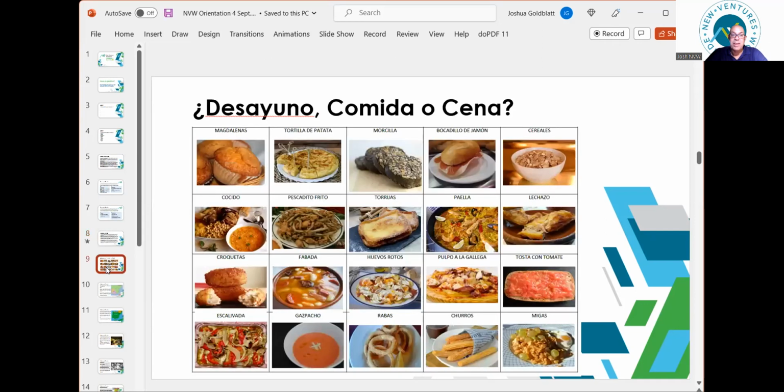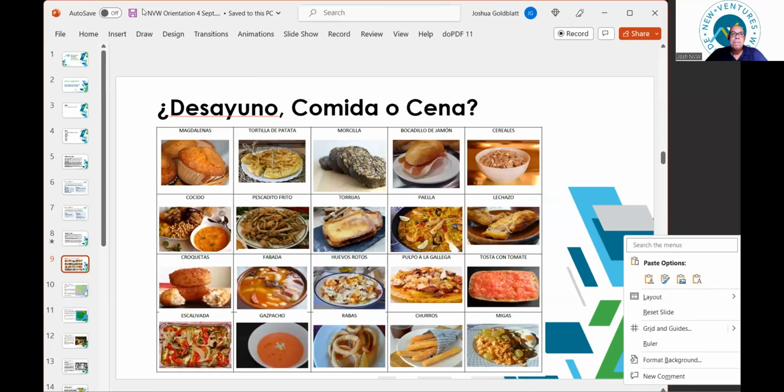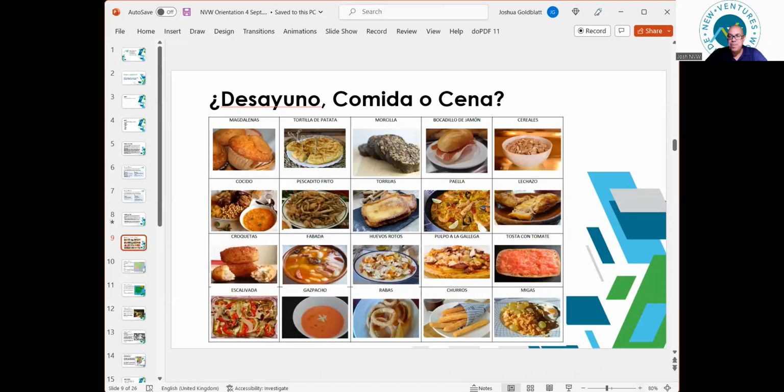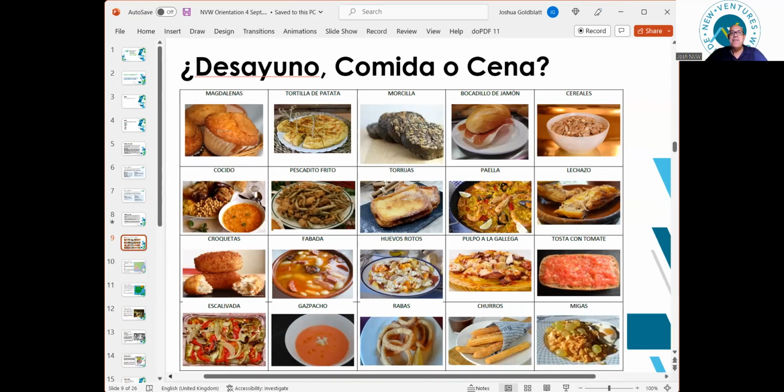But let's have a look. There we go. Here's some typical Spanish food. Can you see them? See if we make them a little bit bigger. What do you think about these then? There's a Magdalena at the beginning. Number one, Magdalena. That's a muffin to everybody else.